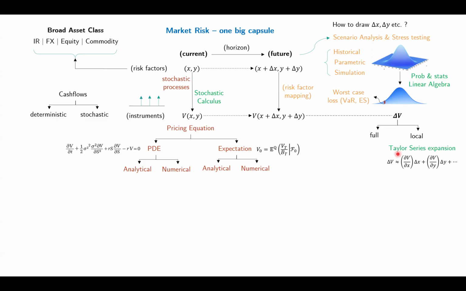What we do in Taylor series expansion is we approximate the change in value of an instrument through sensitivities or Greeks: delta sensitivity, gamma sensitivity, vega sensitivity, and higher order sensitivities. Taylor series expansion gives us a formal way to link the change in value of a portfolio to the change in the risk factors, delta X, delta Y, through Greeks or sensitivities.